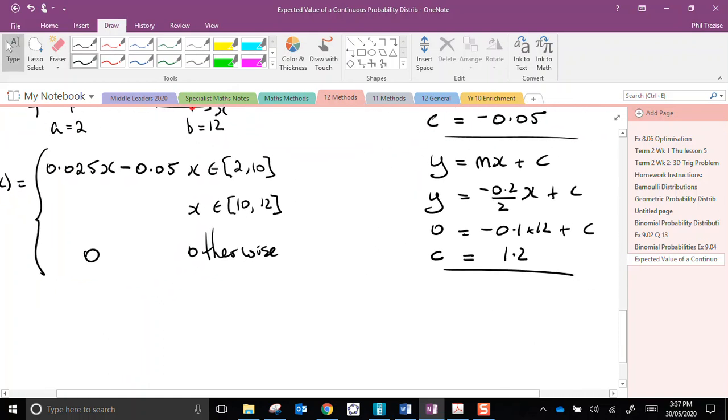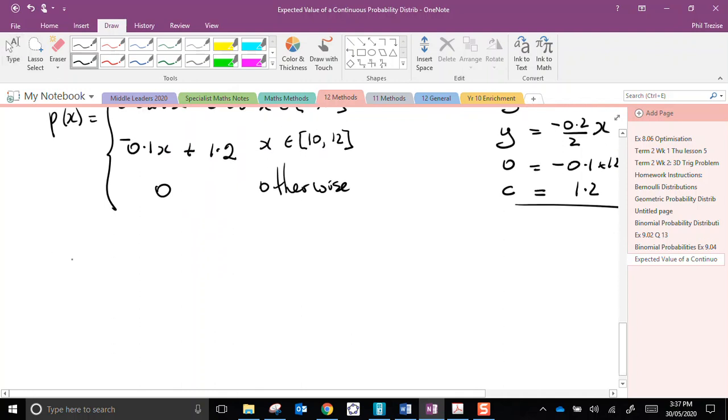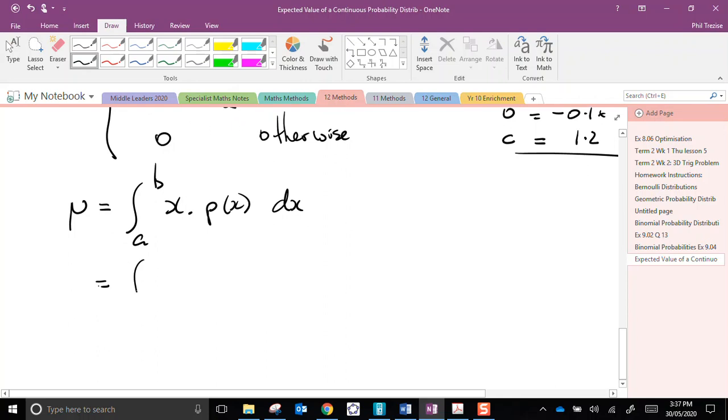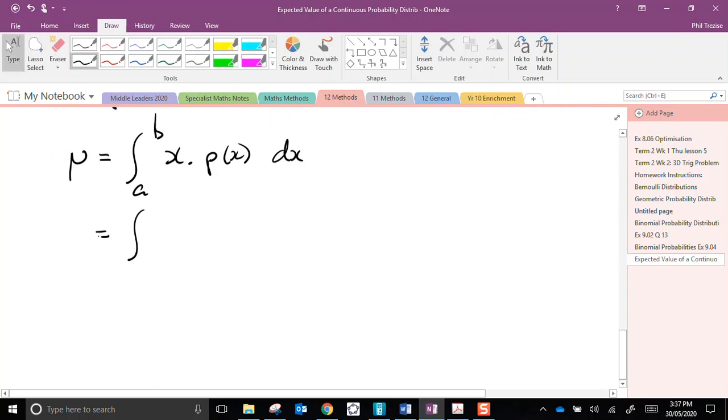Let's go and write that function over here. So my gradient was negative 0.1 and my intercept was positive 1.2. There's my probability density function. Now to find the mean value. The mean value of a density probability function is the integral between a and b of x by p(x) dx. Because we're dealing with a piecewise function, we will have to perform two integrals, one from 2 to 10 and the next one from 10 to 12.